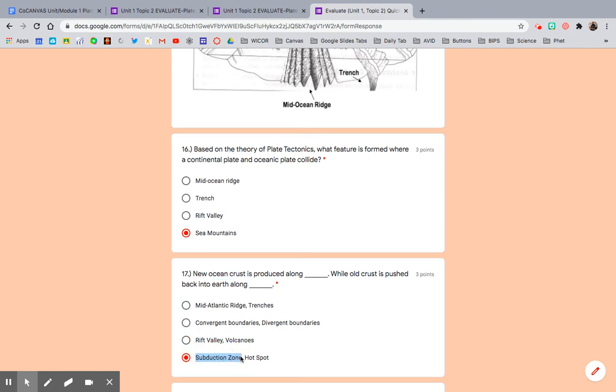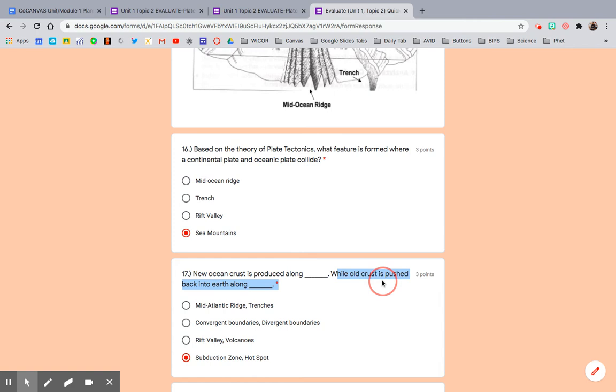New crust. So y'all notice what I did. I just did this first part of the question first. There's no point in going to the second part until you figure out what the first part is. And then if I think it's one of these, for instance, let's say I think it's subduction zone, and then I read this second question and that doesn't make sense with hotspot, then I know it might not be right. So it's good to break it up.